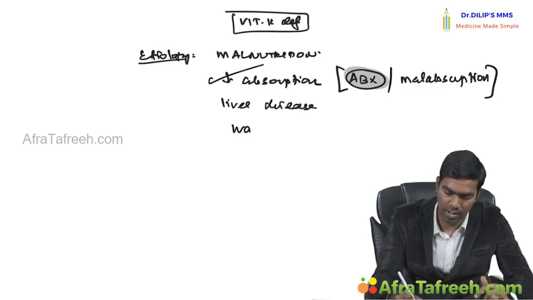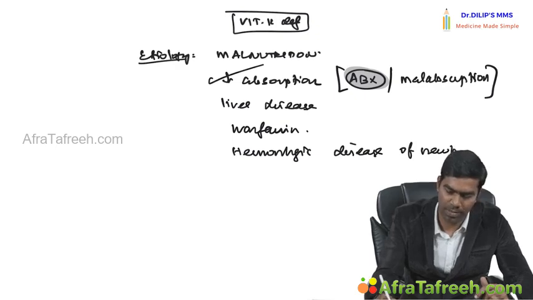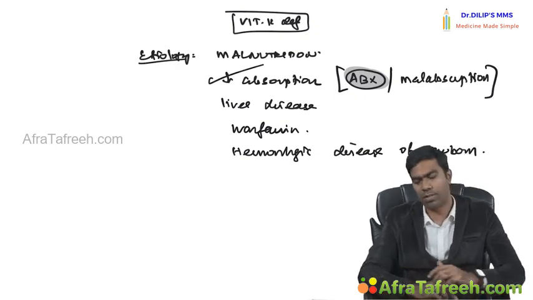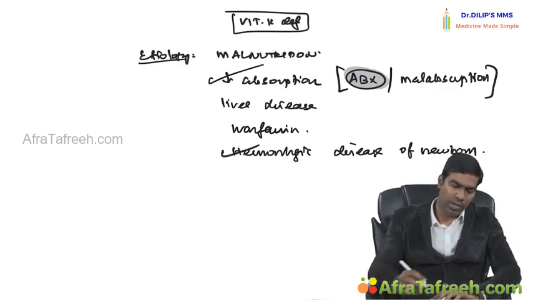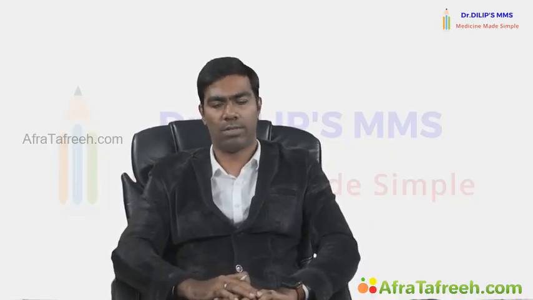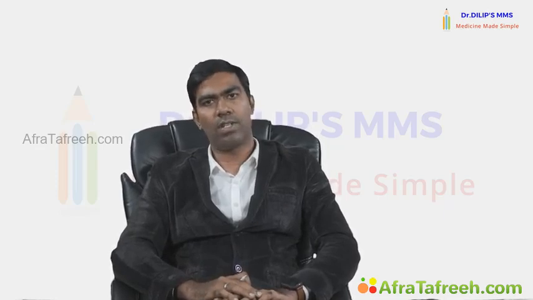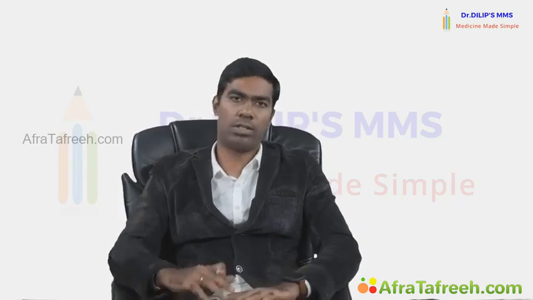Then warfarin, an antagonist of vitamin K, is like vitamin K deficiency only. Then you have something called hemorrhagic disease of the newborn. Very important again. Hemorrhagic disease of the newborn is again typically due to vitamin K deficiency, because the flora of the newborn will be very poorly developed. That is also one reason why we give vitamin K prophylaxis to all newborns at birth itself.